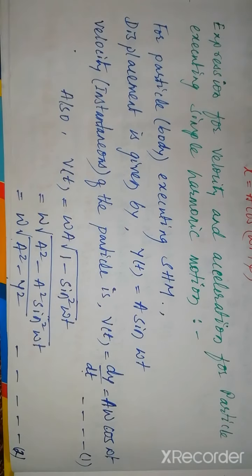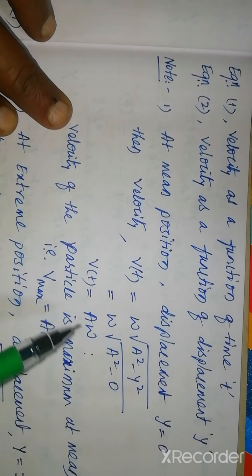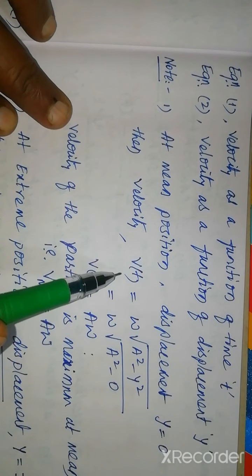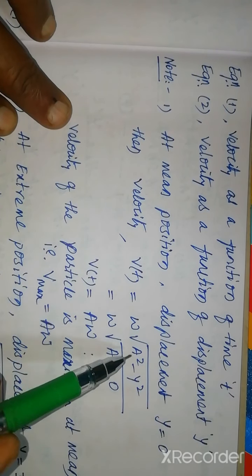Therefore, equation 1 is velocity as a function of time. Equation 2 is velocity as a function of displacement y. Note, at the mean position, displacement y is 0. Then velocity at the mean position, we can write as omega root a square minus y square. Y being 0, we can write omega root a square, so velocity equals the product of amplitude and angular velocity. So the velocity of the particle is maximum at the mean position, that is v maximum equals a omega.